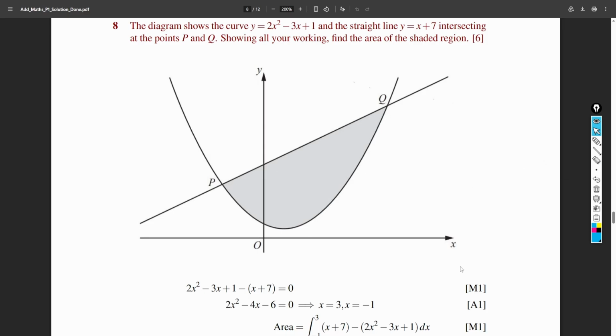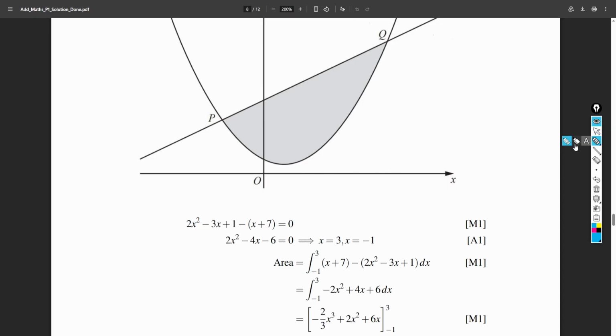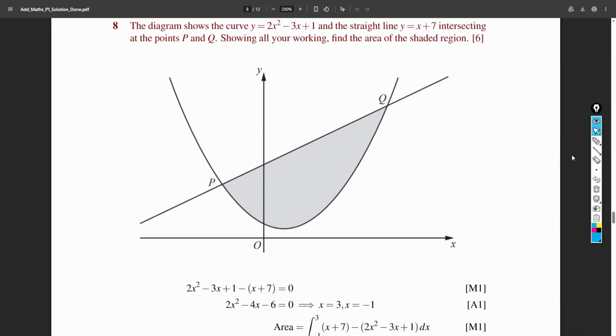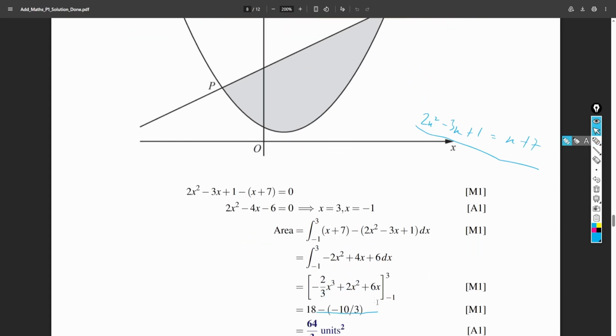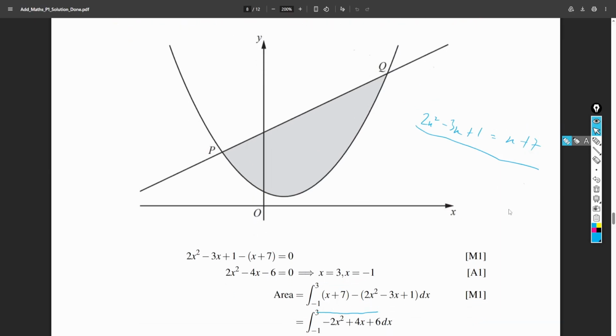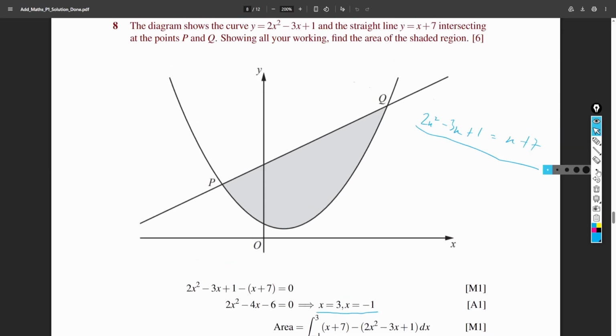So we simply equate them. So that's what they did here. This is basically the same thing as equating them. So what they did here is 2x squared minus 3x plus 1 equals x plus 7. They just subtracted each other and set it to 0 because they are the same point. Same thing, just equate them and then solve for x, and we get the two values, x equals 3 and x equals minus 1. So these are the two values, 3 and minus 1.